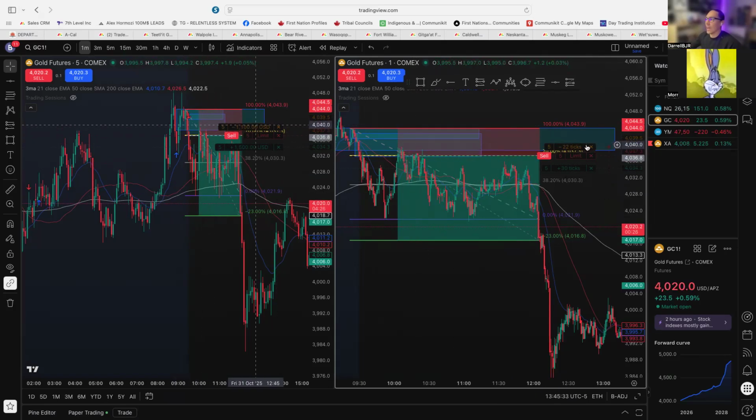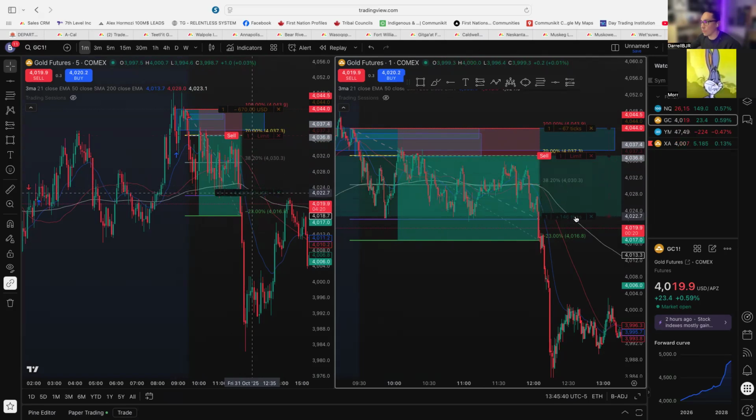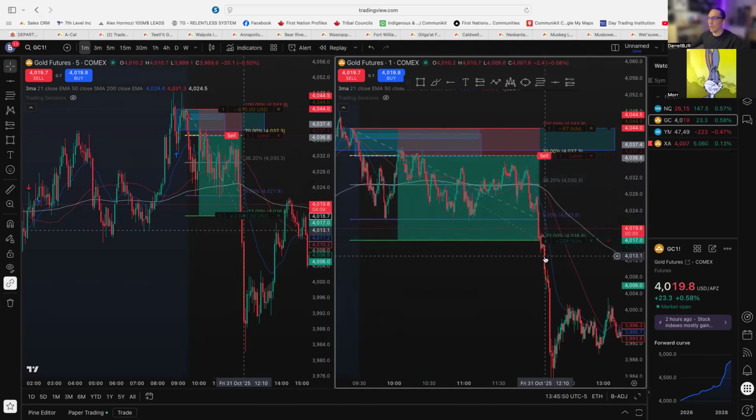But I would just recommend one contract, because even with one contract, you still didn't hold the whole 1 to 3, and you still had to cut your trade short before the final 1 to 3 target, because you hit the 1,500. Yeah. So that's the entry model, from the top of the zone.